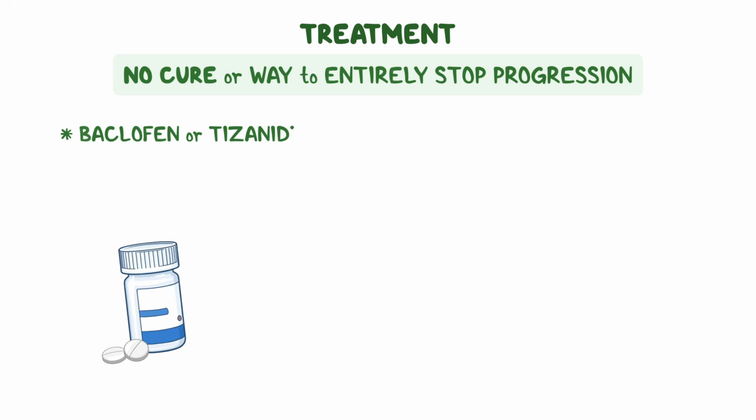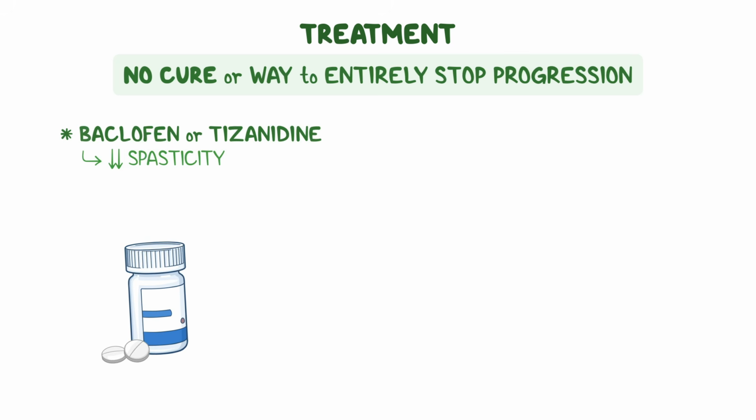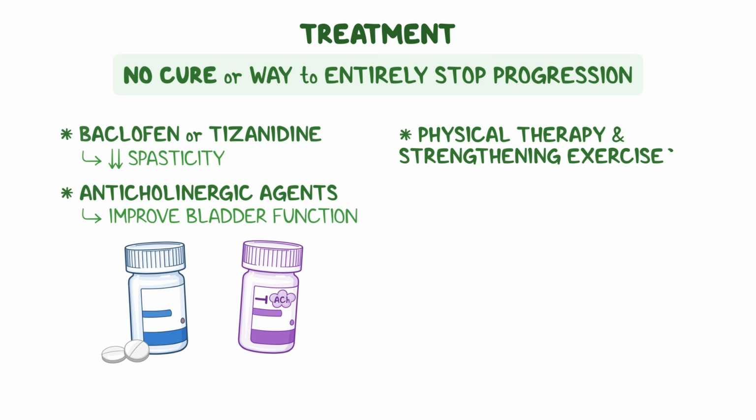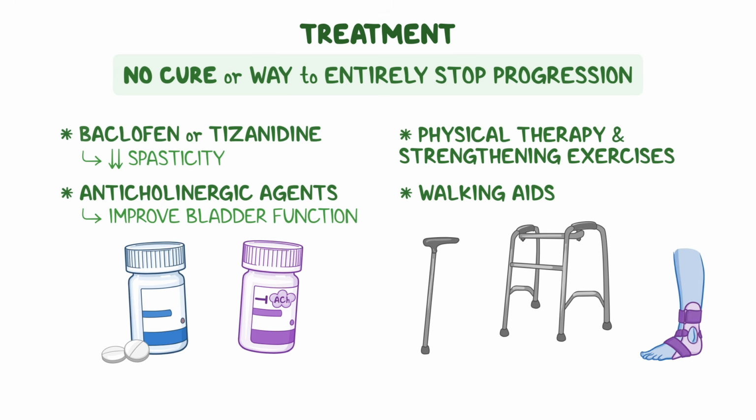Currently, there is no cure for SPG4, or a way to entirely stop its progression. Management involves medications like baclofen or tizanidine to reduce spasticity, and anticholinergic agents to improve bladder function. With physical therapy and strengthening exercises, most people stay active and independent for many years. In more advanced stages, walking aids like canes, walkers, or ankle braces can be used to assist with stability.